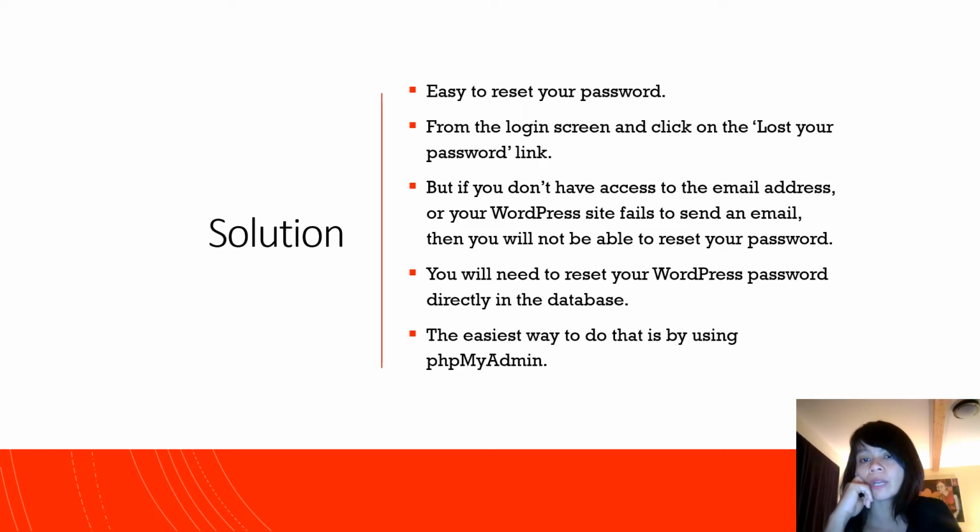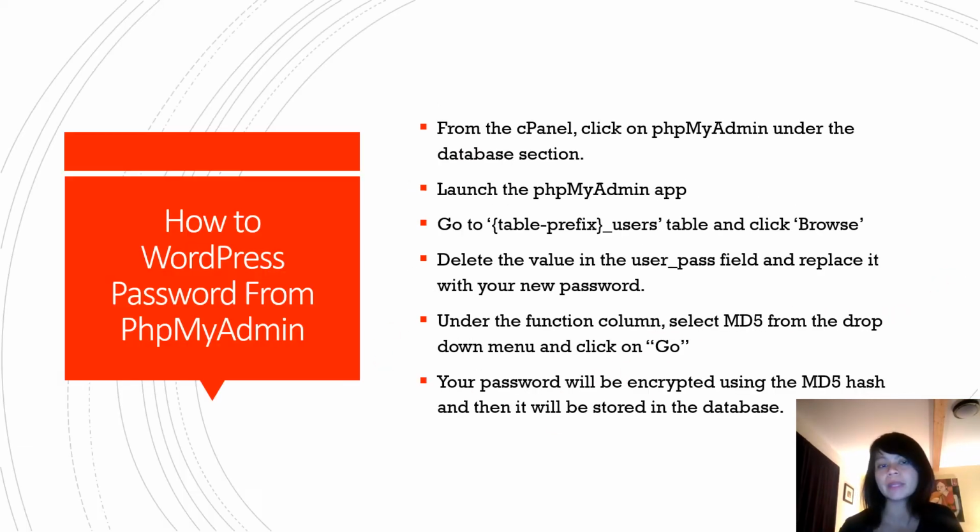So if you are trying to reset your password and you ask for the reset to be sent to your email, you might not get the email. So then what do you do? You'll need to reset your WordPress password directly in the database. The best way to do this is using phpMyAdmin. Or if you can still get into the cPanel, you can go into the Softaculous app and change the password and admin information there. If you can't go into your cPanel, then you have to go into phpMyAdmin.